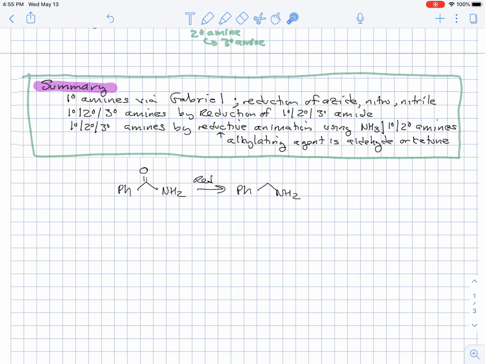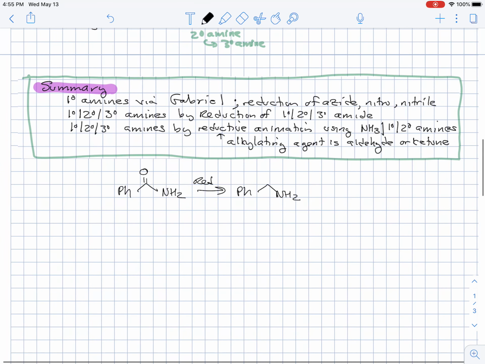So that makes sense. If you have a primary amine and you add one alkyl group, then you're going to get a secondary amine. And these reactions occur depending on the type of nitrogen nucleophile that you have. These either occur via imines for using ammonia and primary amines, and then via enamines if you're trying to make a tertiary amine from a secondary amine.